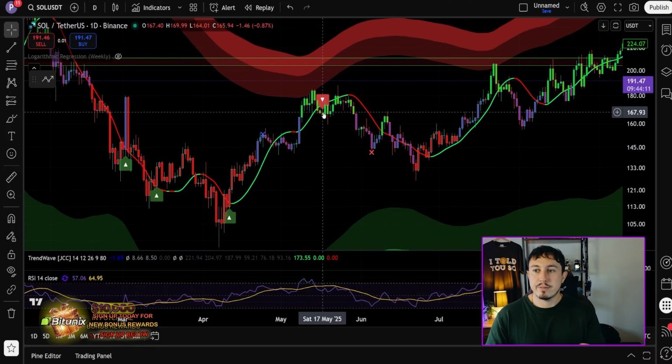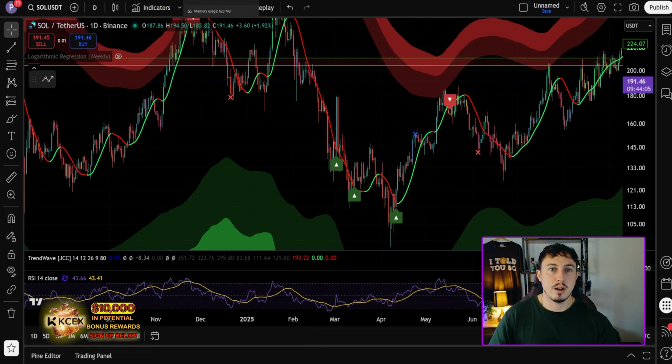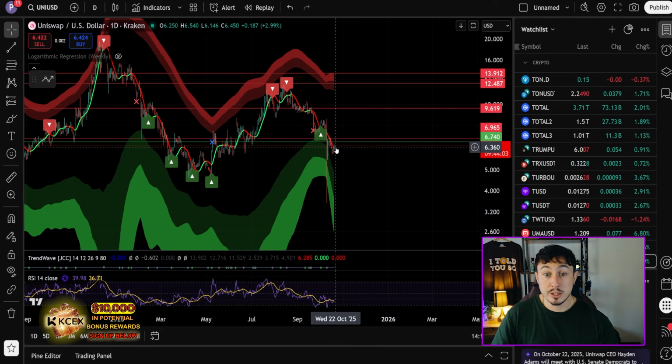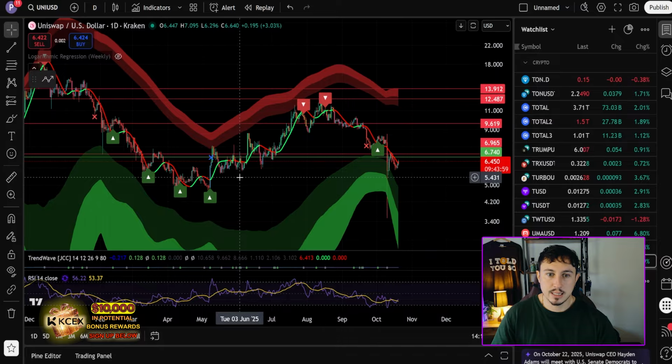You can see here, it flags up $167 short. We go short, we actually close that short at $141. So that's for Solana, and it's been doing quite well. Here we can see the Uniswap charts. What has it signified in recent times from the daily time frame?